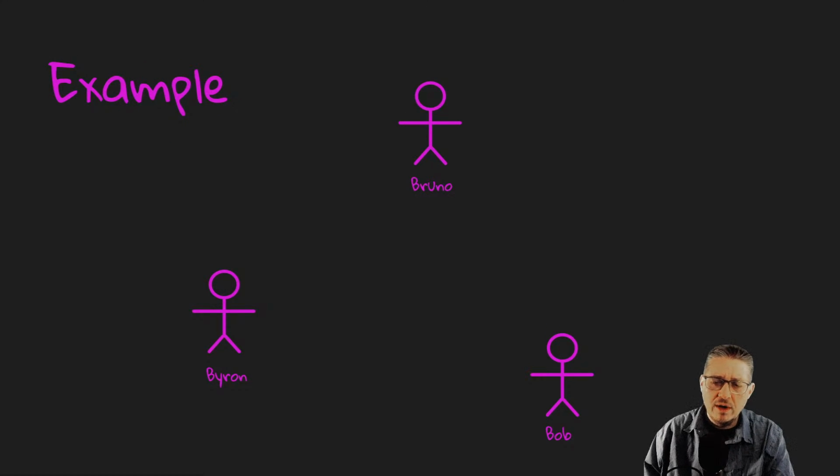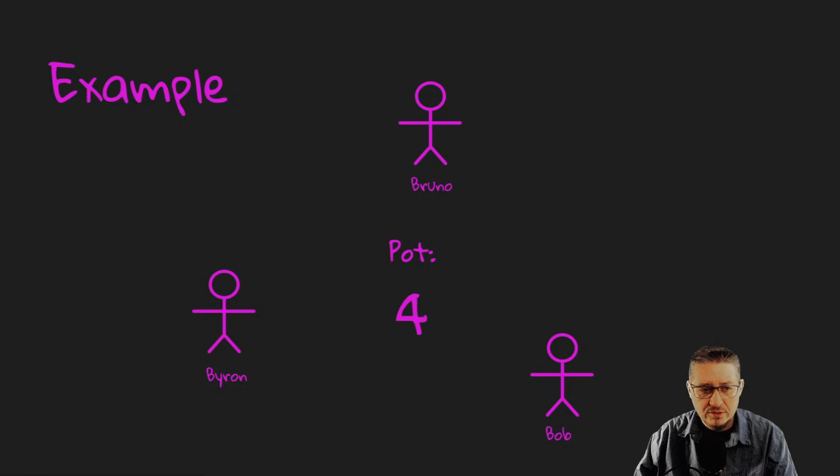So let's just go ahead and walk through an example round to give you an idea how this works. We've got 3 players, Byron, Bruno, and Bob. Byron and Bruno each wager 1. Bob's feeling a little lucky, he wagers 2. So our initial pot is 4 whatevers. It doesn't really matter what unit we're using because it's all going to be relative to the game, and everybody starts off with the same amount for fairness reasons.